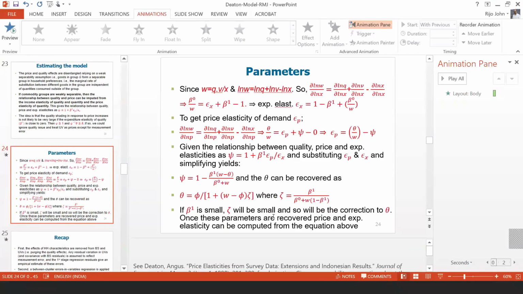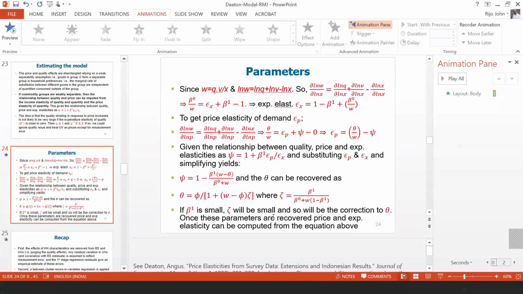Now, deriving the parameters is pretty straightforward once the formulas are given in the book, Deaton's book. Since the budget share is nothing but quantity into unit value divided by expenditure, we can derive the price elasticity and expenditure elasticity as follows. So given the definition of budget share, you can write it as logarithm of budget share is equal to logarithm of quantity plus logarithm of unit value minus logarithm of expenditure. We can find the first derivative of logarithm of budget share with respect to logarithm of expenditure, equivalent to d log quantity by d log expenditure plus d log unit value by d log expenditure minus d log expenditure by d log expenditure.